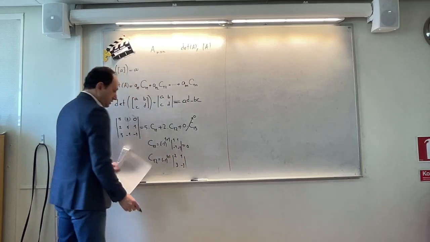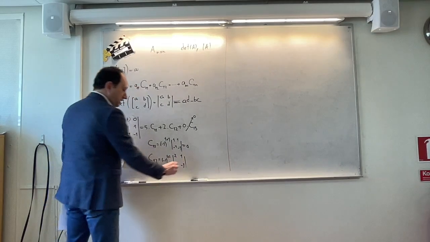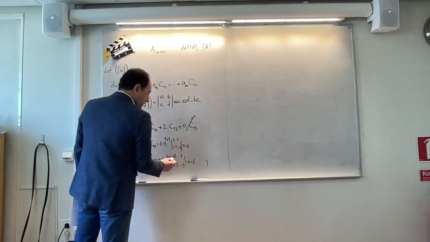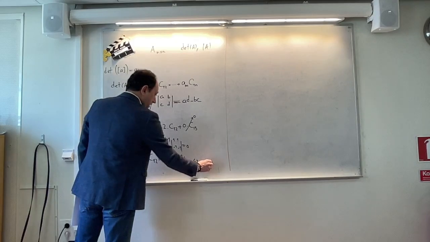And then I calculate this. Minus 1 to power 3 gives me a negative sign. And then 2 times minus 1 is minus 2. Minus 3 times 1 is minus 3. So finally the answer becomes 5.